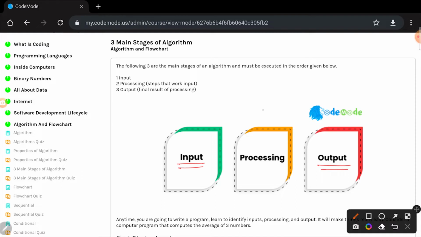The third stage is the center one, which we call processing. This is where we process all the input we received and we generate the output. And if you remember, this processing again is a set of steps. And in the last class, we learned that these steps must be finite, must be definite, and must be effective.